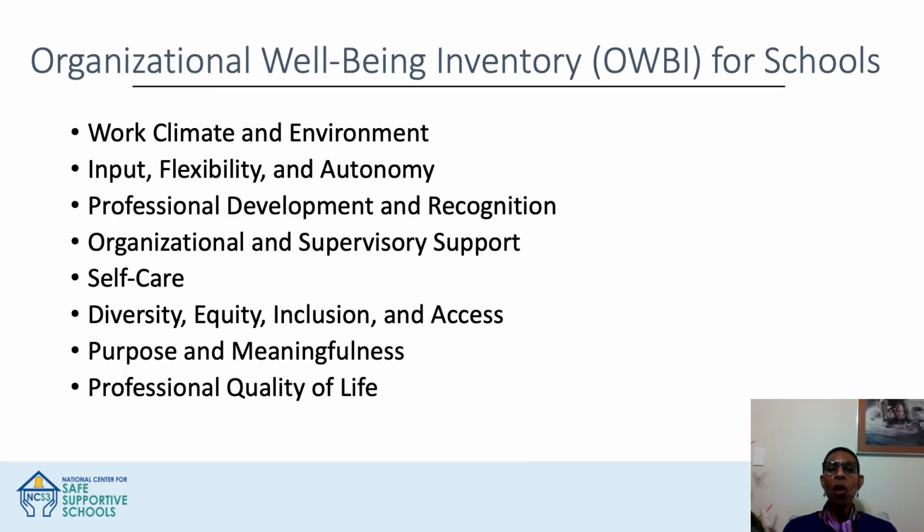The Organizational Well-being Inventory for Schools is a tool that is being developed to assess the depth and quality of well-being that schools are providing for staff, systemically and structurally. It includes the 8 domains which you see on this slide: work, climate and environment, input, flexibility and autonomy, professional development and recognition, organizational and supervisory support, self-care, diversity, equity, inclusion and access, purpose and meaningfulness, and professional quality of life.